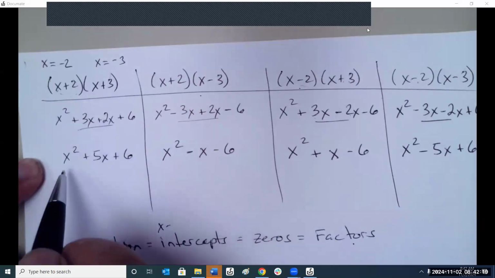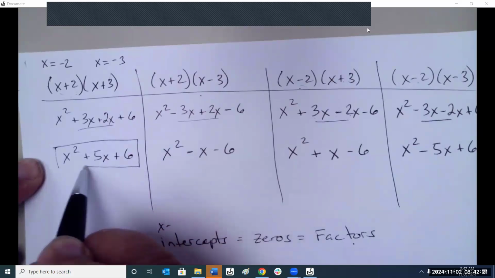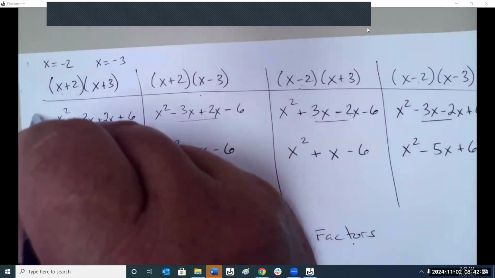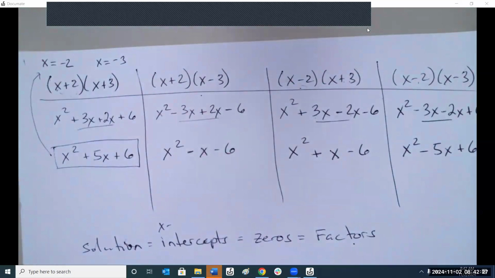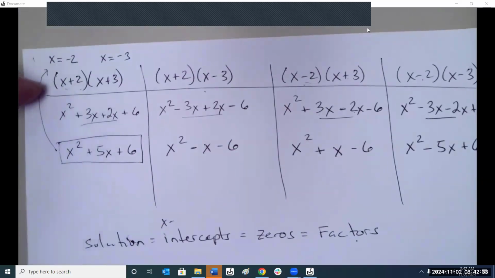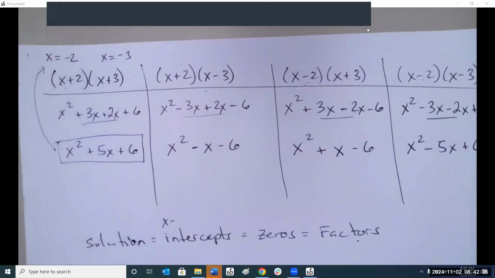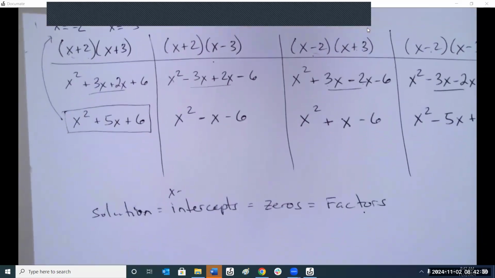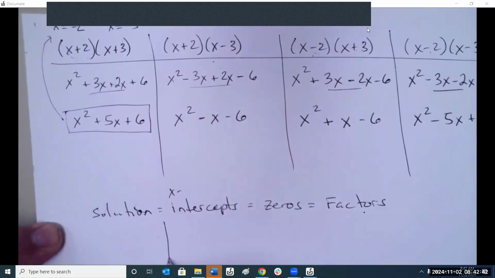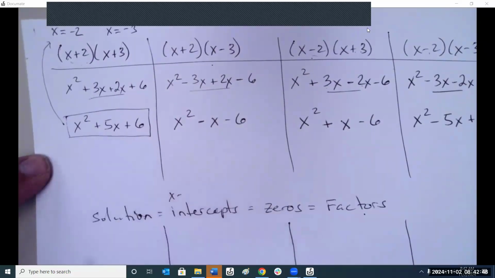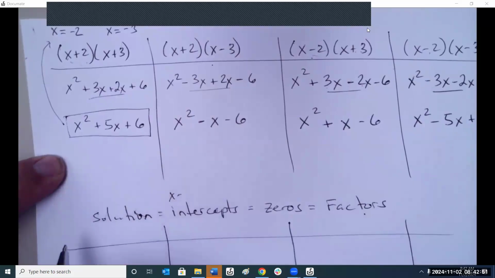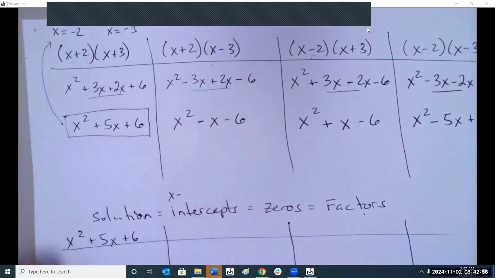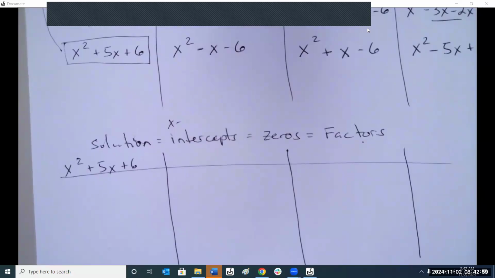Because what we're doing now is we're going to start off with these, and we're going to end up with those. That's what the objective is with factoring. This is distributivity. This is factoring. So let's look at the first one. We have x squared plus 5x plus 6. Let's factor that one.